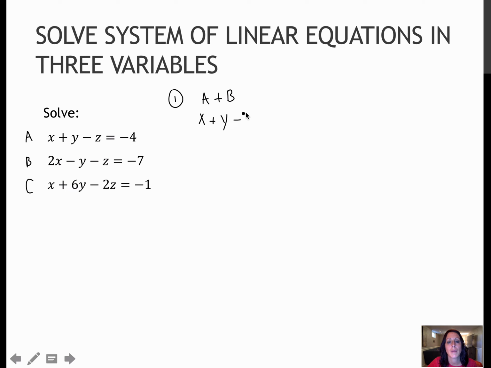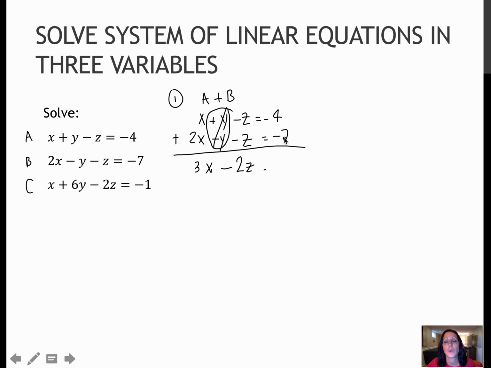So x plus y minus z equals -4, and 2x minus y minus z equals -7. Why did I choose to add A and B? Because I noticed just by looking at the equations that I would be able to get rid of y without doing any work. x plus 2x is 3x. Negative z and negative z is -2z. And then -4 plus -7 is -11. So notice I now have two variables in my equation instead of three.